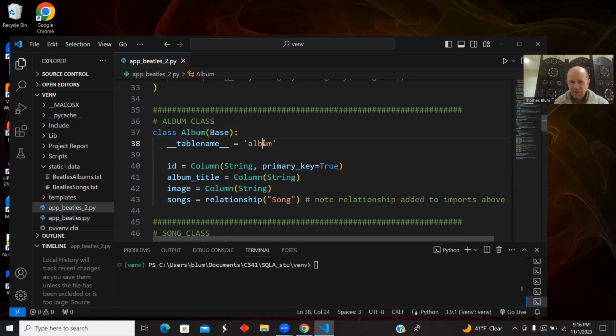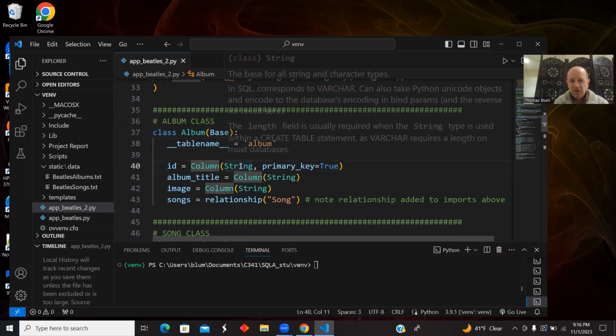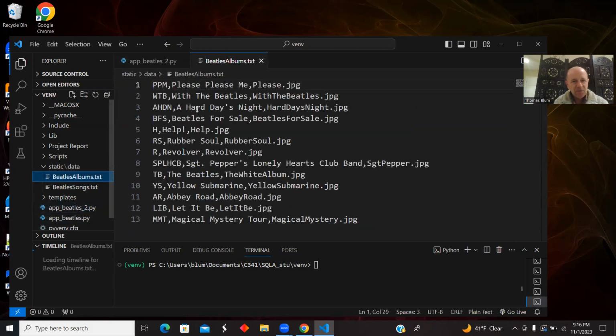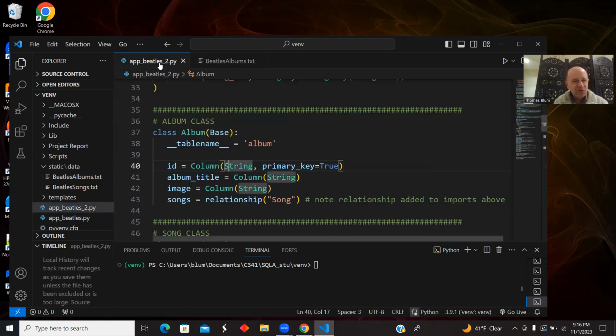It has a corresponding table, which we're naming. It's a column. The IDs of the album class were strings because of our data file. We had some sort of pre-existing album primary key IDs. So that's a string. It's the primary key. There's an album title, which is a string, the image file, which is a string, and it has a relationship to song. This is old. We did this in the previous video.